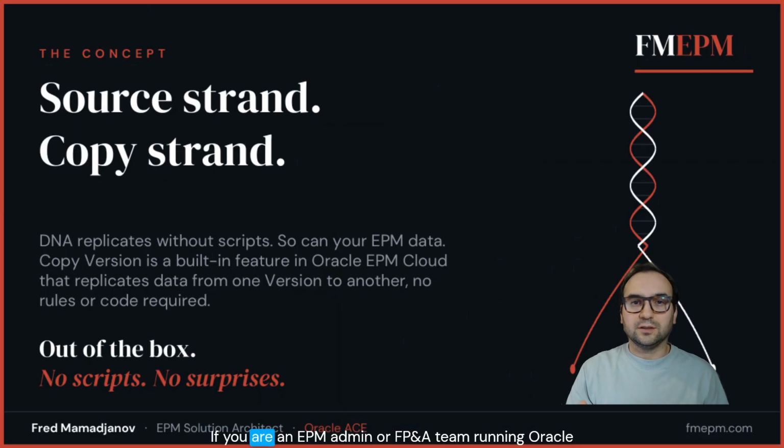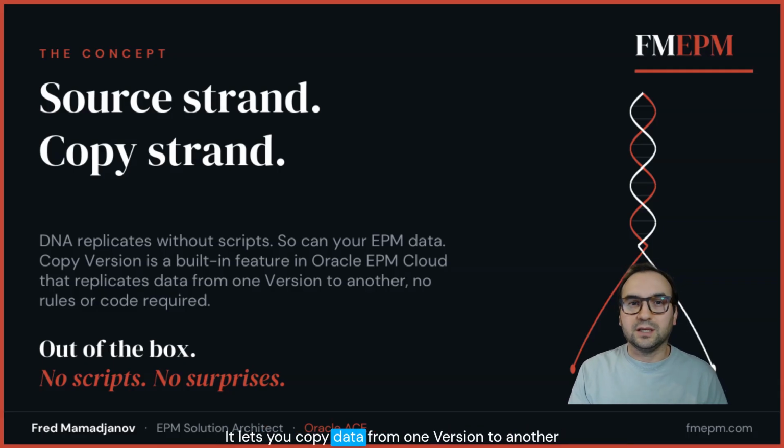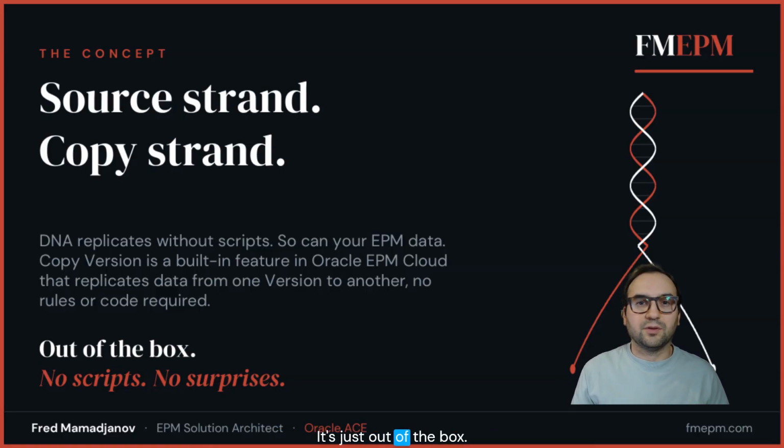If you are an EPM admin or FP&A team running Oracle Enterprise PBCS, here is something you might not know. There is a built-in feature in Oracle EPM Cloud called copy version. It lets you copy data from one version to another without writing any scripts or building any business rules. It's just out of the box. Any service administrator can use it. You don't need Groovy knowledge. You don't need calc scripts.